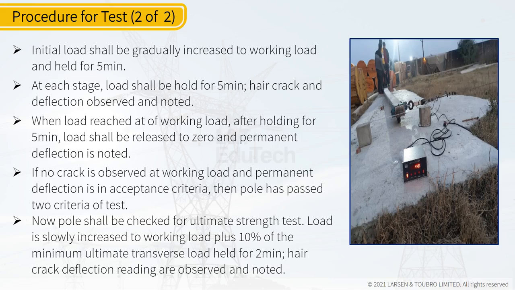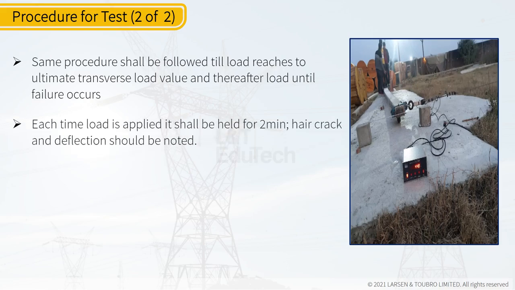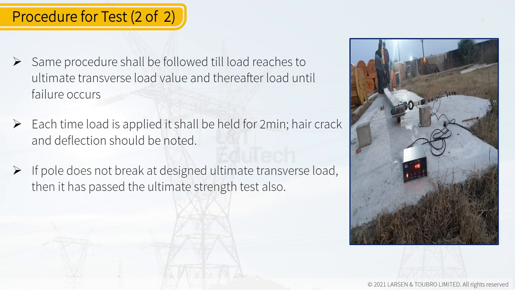Load is slowly increased to working load plus 10% of the minimum ultimate transverse load and held for 2 minutes, and hair crack and deflection readings are observed and noted. The same procedure shall be followed until the load reaches the ultimate transverse load value, and thereafter the load is increased until failure occurs. Each time the load is applied, it shall be held for 2 minutes and hair crack and deflection noted. If the pole does not break at the designed ultimate transverse load, then it has passed the ultimate strength test also.